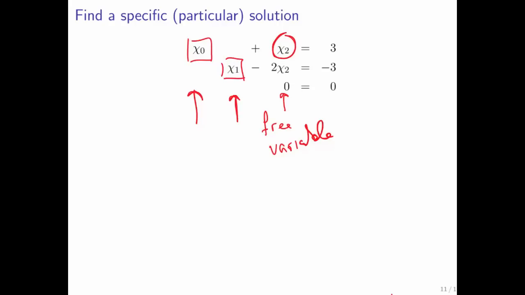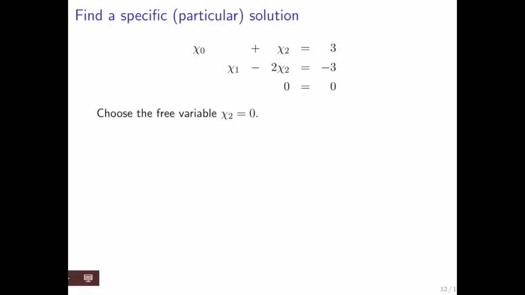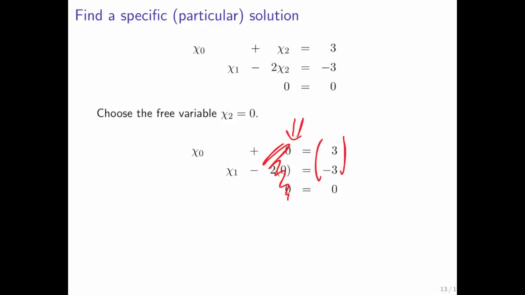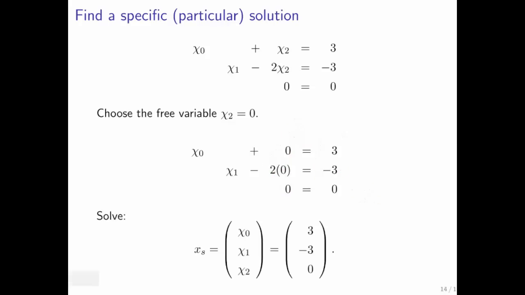Well, we're kind of lazy. If we can choose it any which way we want, it sure is convenient if we simply choose it to be chi2 equal to 0. So let's see what happens if we do that. We choose the free variable to be 0, and then we plug it in right here. Notice that that really means that all of this disappears. And what you notice is that chi0 and chi1 are now determined by these values here. And notice that this 0 you could think of as being equal to chi2. So what you find out is that a specific solution is given by the vector 3, minus 3, 0.